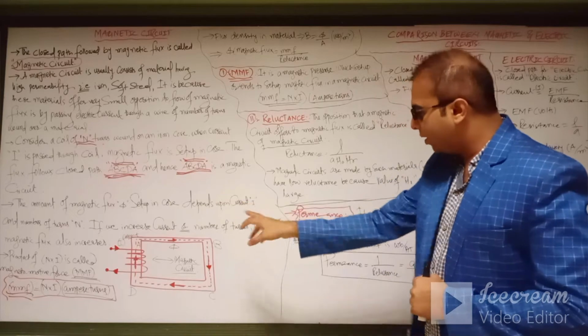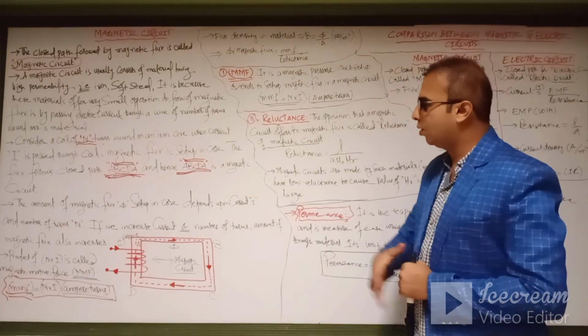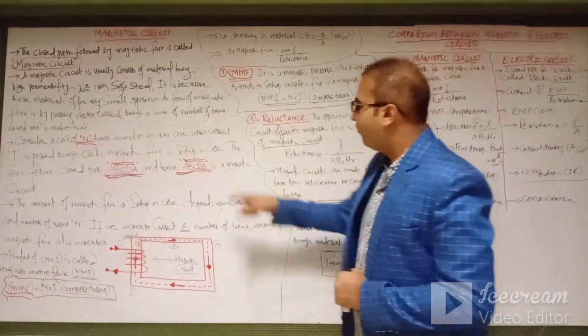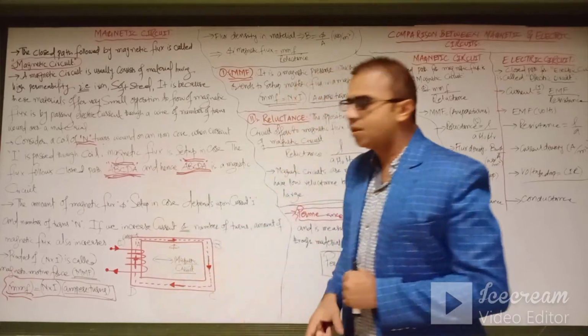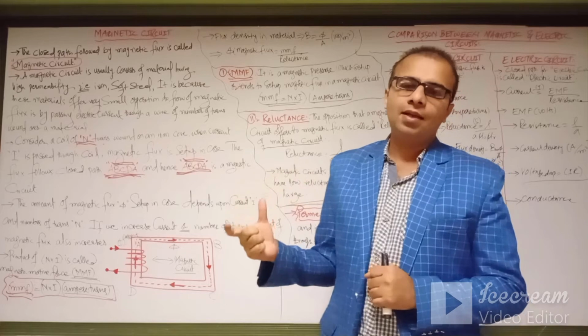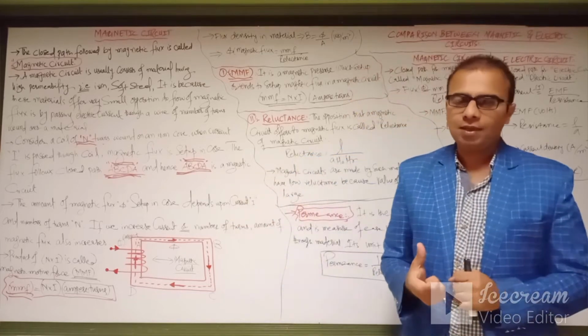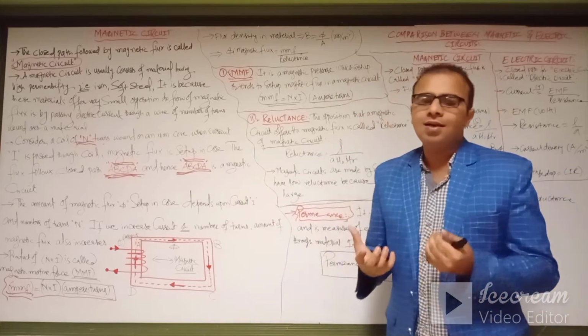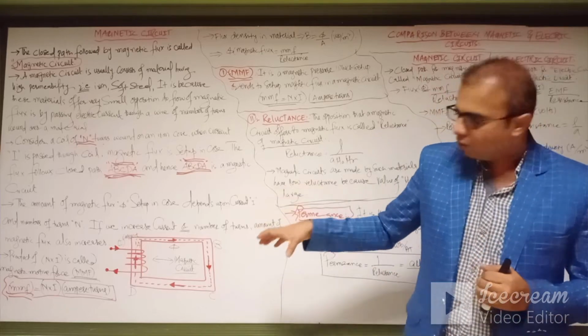As you can see, a number of turns of wire have been wound on a core. When current I is passed through the coil, if you are supplying current to that coil, then what happens? Magnetic flux is set up in the core.